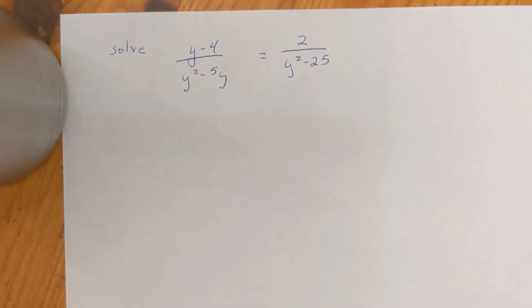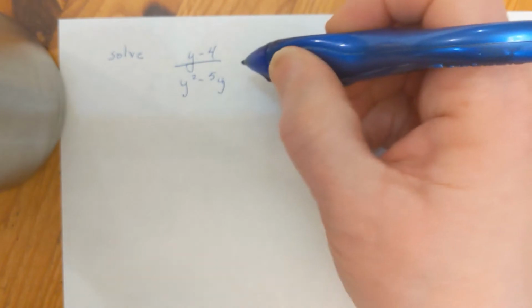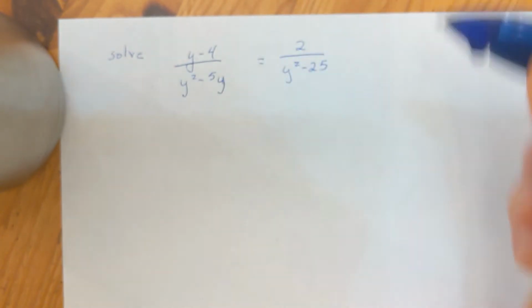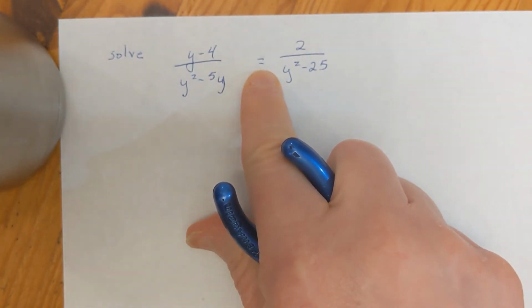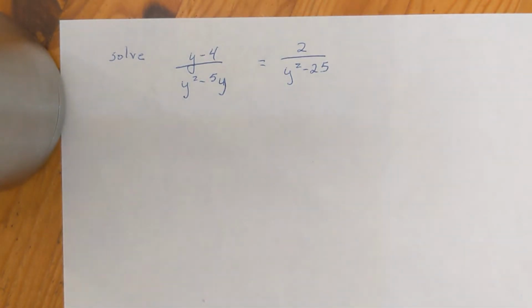Our instructions here are just to solve. I know I'm solving for y because it's the only variable I have. I know there's a possibility to solve for y because I have an equation. I have an equal sign here.